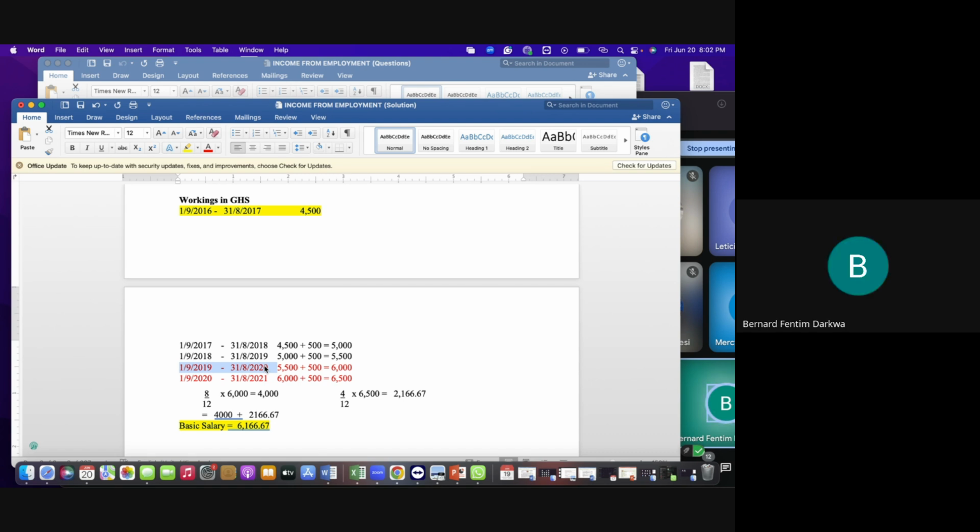Now, why did we divide by 8 out of 12? This is the 6,000 here. Now, watch something here. We want only 2020 income. From 1st September 2019 to 31st August 2020, it's 12 months. You know that it's one full year, 12 months.